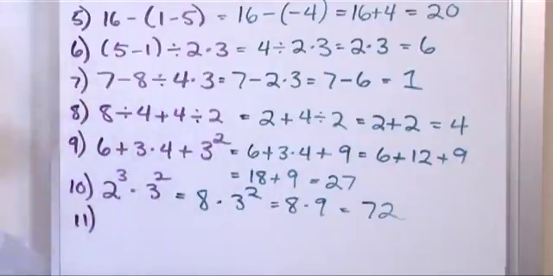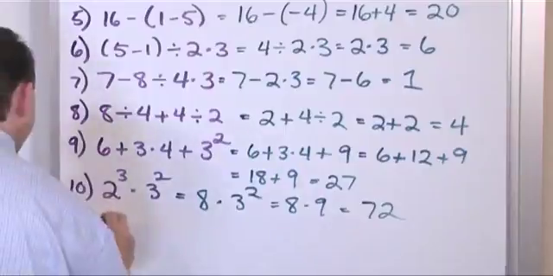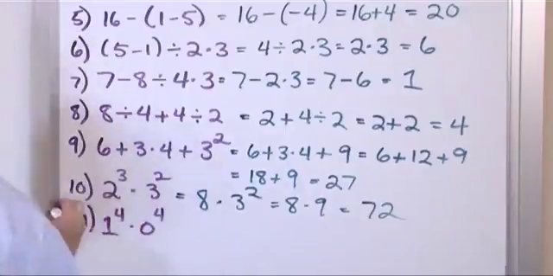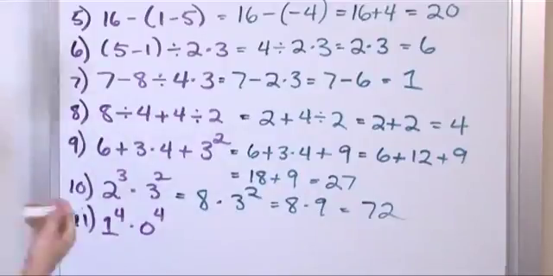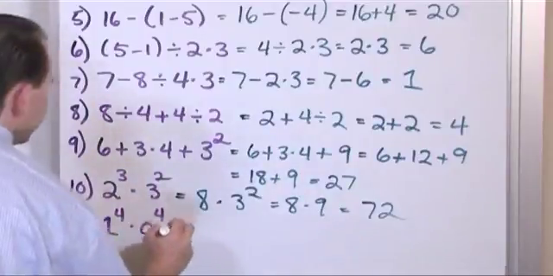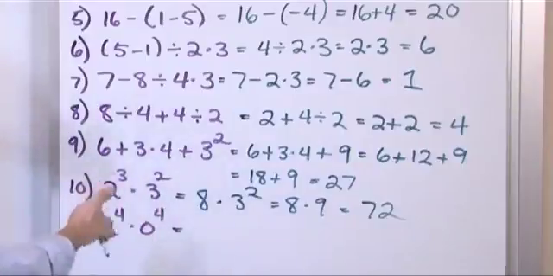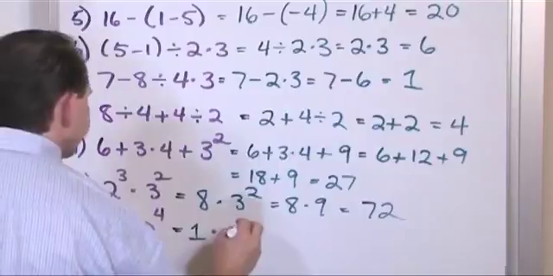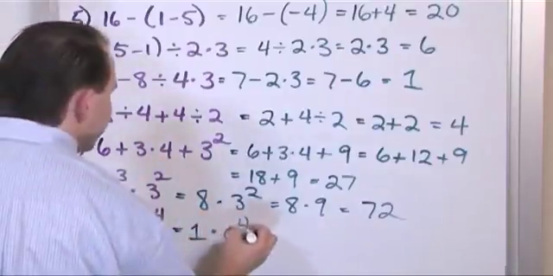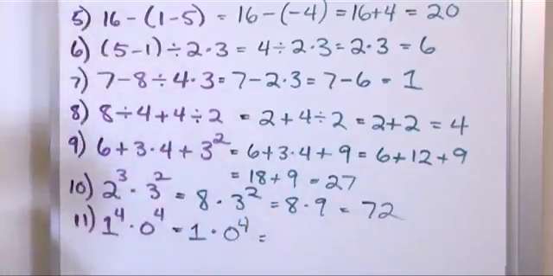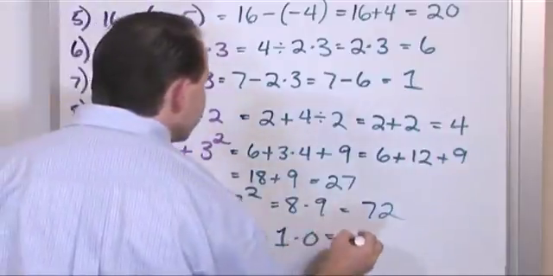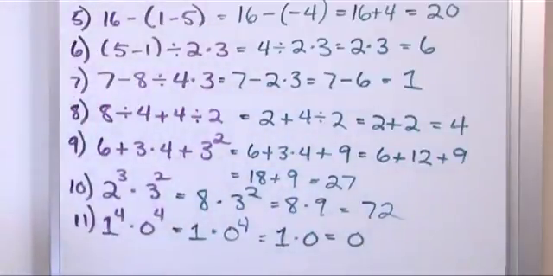11. We have 1 to the 4th power times 0 to the 4th power. We do exponents first before multiplication. So 1 to the power 4 is 1 times 1 times 1 times 1. So you're just going to get 1 multiplied by 0 to the 4th. Now let's go ahead and do this 0 to the 4th power business. 0 to the 4th is just 0 times 0 times 0 times 0. So you're going to get 0. So you have 1 times 0 here. And then that, of course, is going to equal 0. So you get a big fat 0 after all that work.